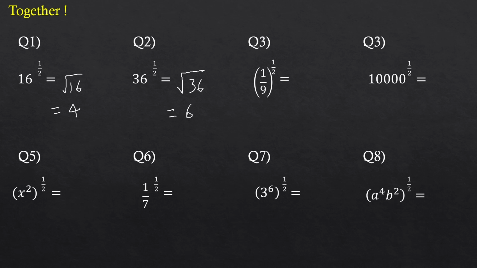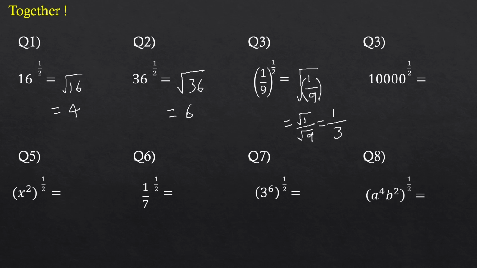How about question 3? 1 over 9 to the power of 1 over 2. So we have to square root everything, alright? Like this. This means square root of 1 over square root of 9, right? And what is square root of 1? Just 1. Square root of 9? 3. 1 over 3. Does that make sense? 1 over 9 to the power of 1 over 2 is 1 over 3. I think that makes sense.